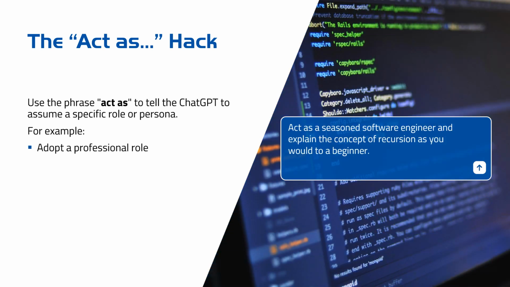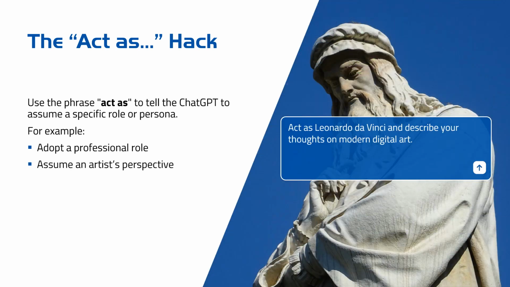So for example, you could adopt a professional role. This prompt encourages the model to adopt the persona of a software engineer with substantial experience, aiming to provide an explanation that is both expert and accessible. By asking the model to assume the persona of Leonardo da Vinci, it generates responses that reflect how da Vinci might perceive or analyze digital art, blending historical insights with creative speculation.